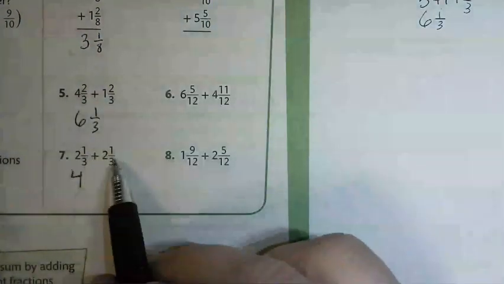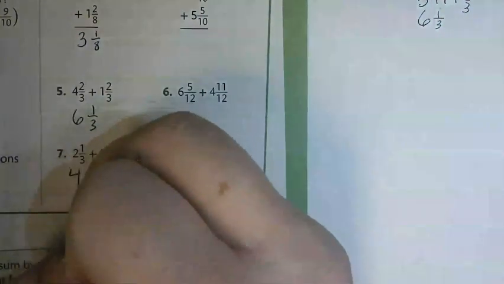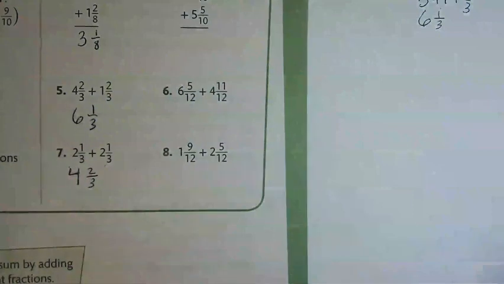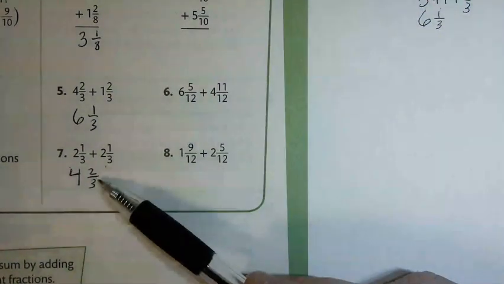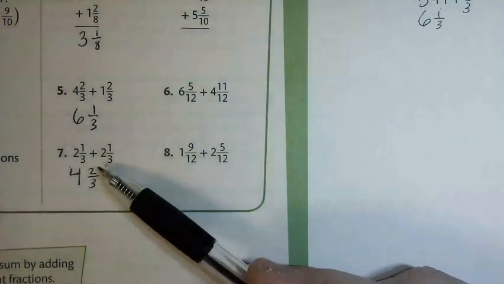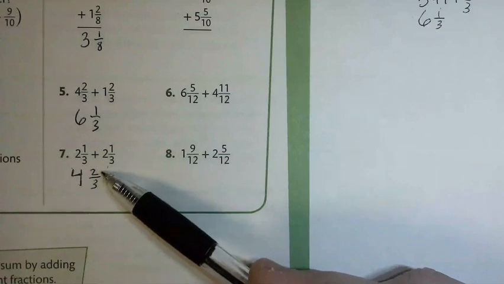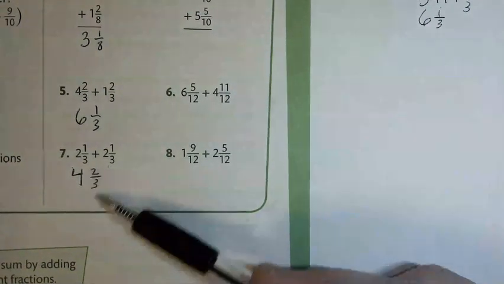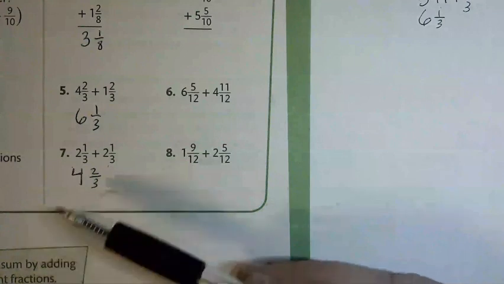1/3 plus 1/3. 1 plus 1 is 2, and my denominator stays the same. Do I need to simplify this? Is this an improper fraction? No, my numerator is smaller than the denominator, so that is the answer. I'm done. 4 and 2/3.